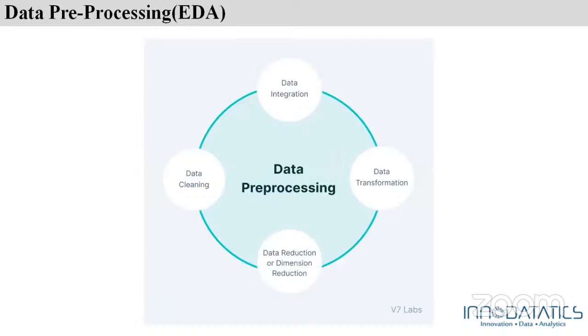Now I'll explain the data pre-processing part. Data pre-processing is also called data cleansing, data organizing, or data wrangling. It is a data mining technique which is used to transform the raw data into a useful and efficient format. It involves 80% of the whole model building.